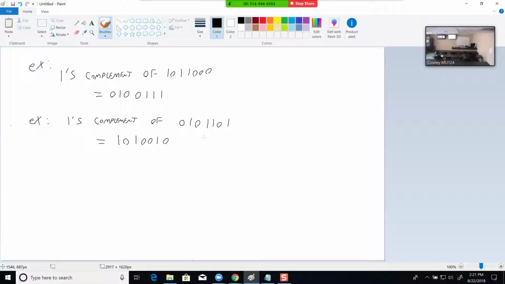Are there any questions on the ones complement? Can we do it manually, just to see how it works? I'll do a small number. They give the example of this work on 10,000.